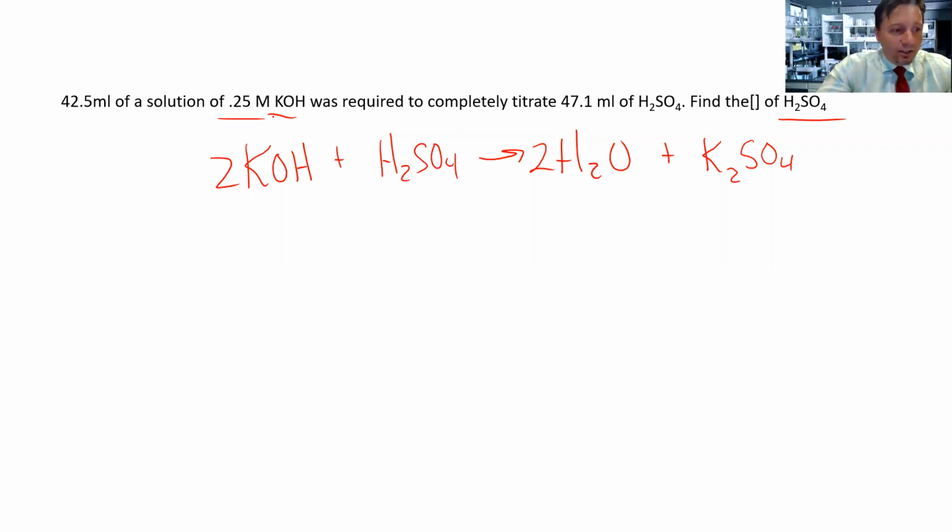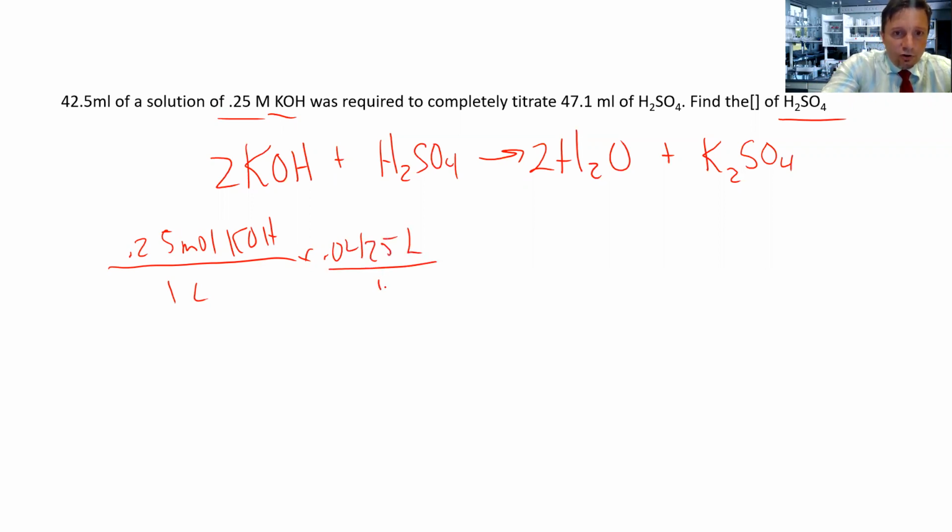So now I could use all my information right here. I could start with 0.25 moles of KOH over 1 liter. I could multiply this by my liters here. So I have 0.0425 liters over 1. That liters cancel. That leaves me in moles. Do my mole conversion. So I have 1 mole of H2SO4 to 2 moles of KOH. And that cancels out my moles here.